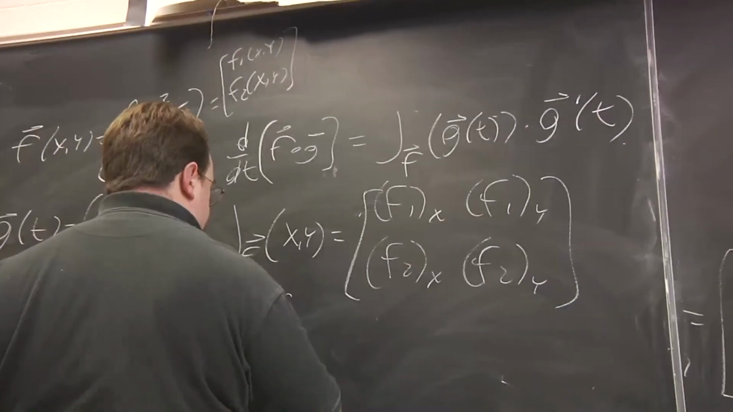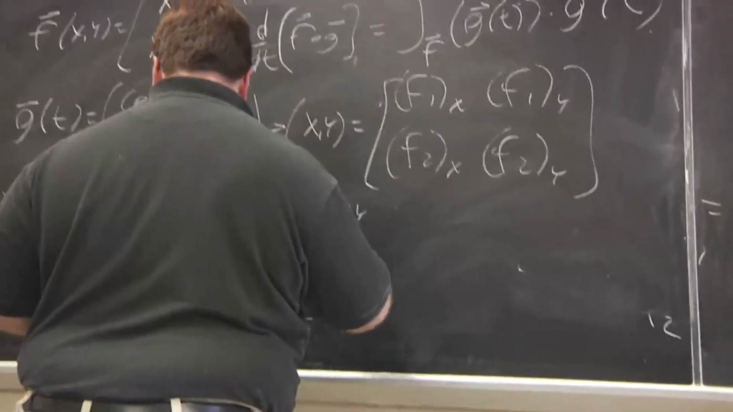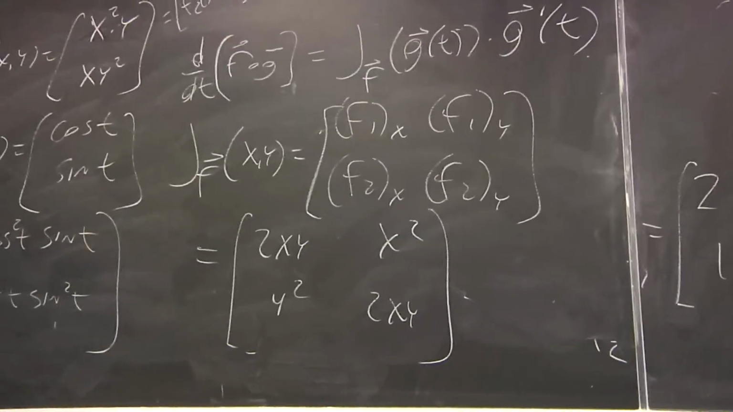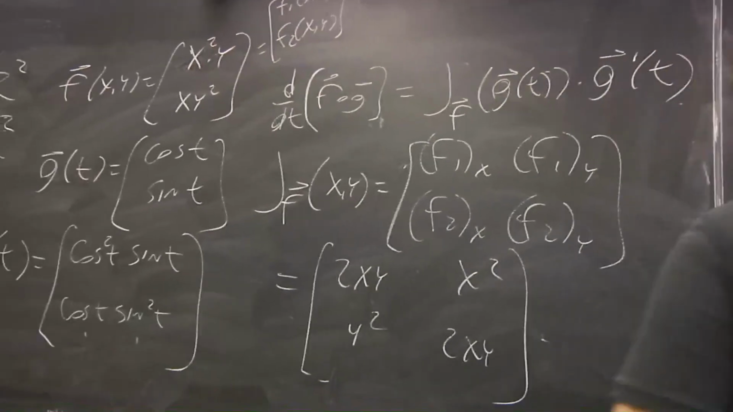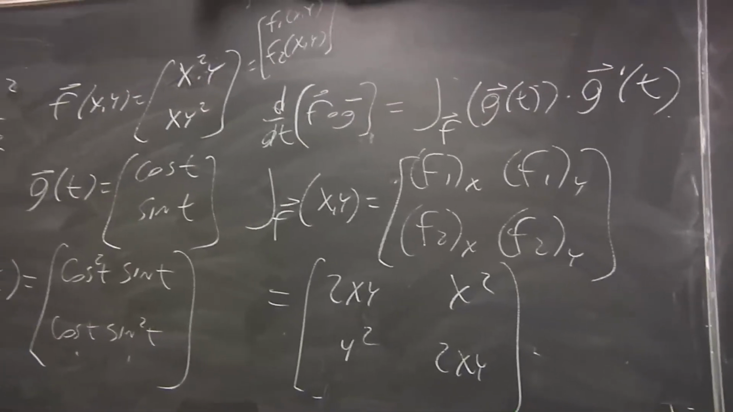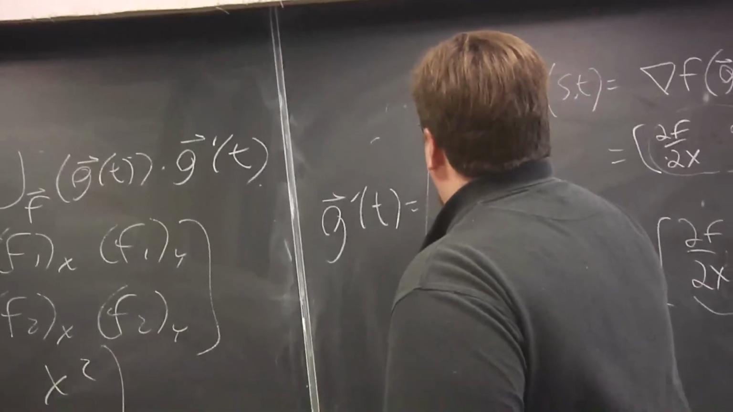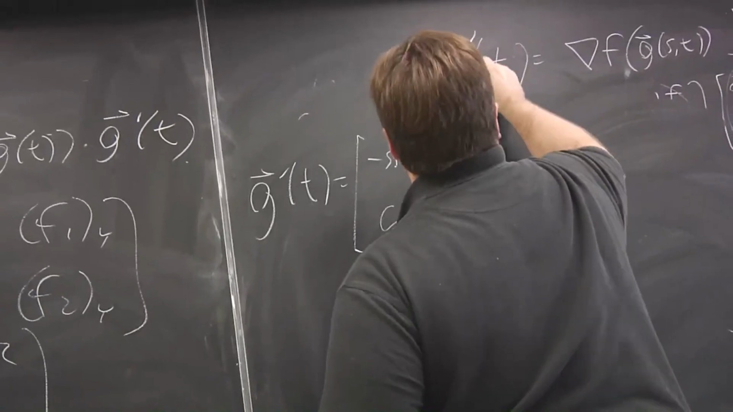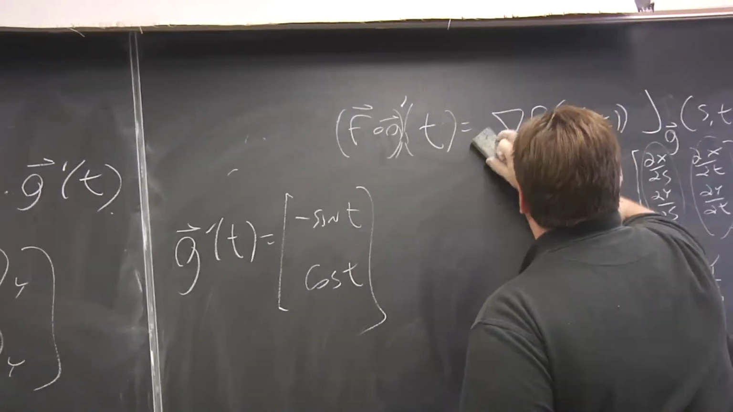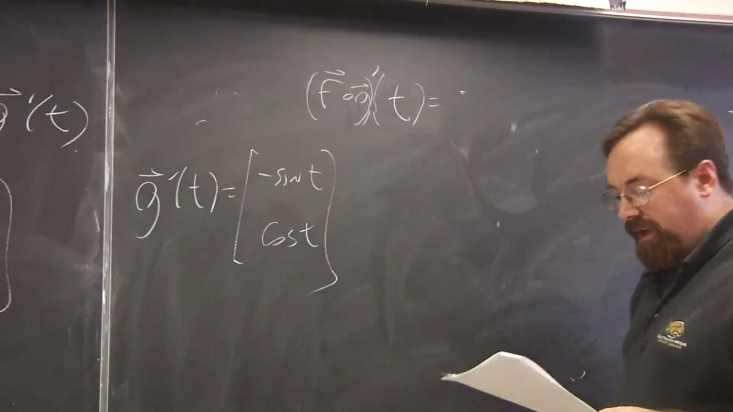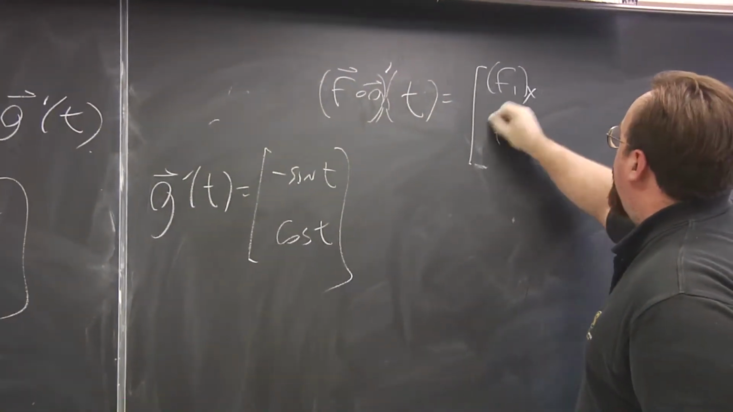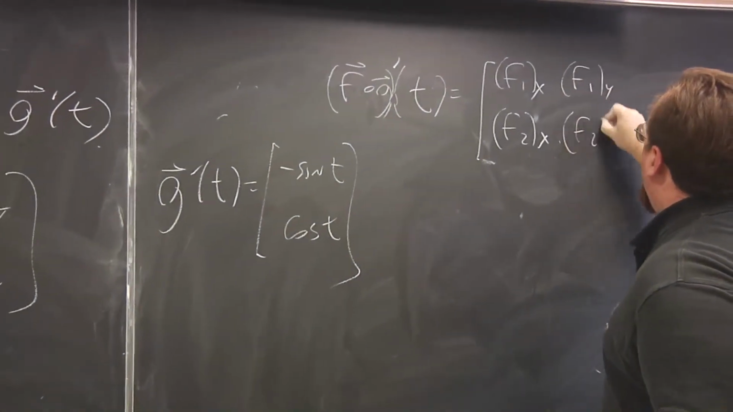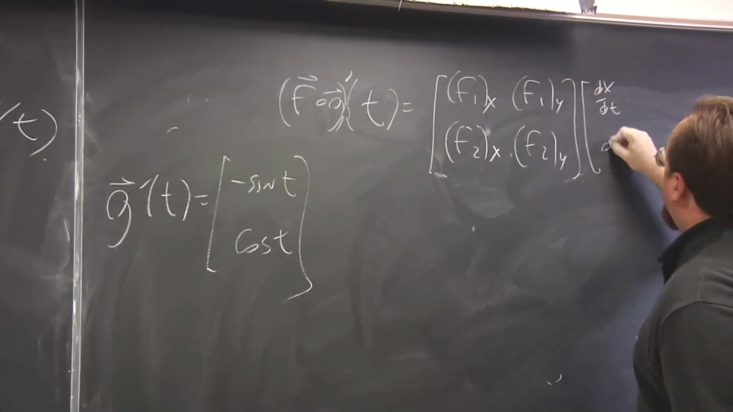So now we can differentiate these functions with respect to x and y. So we'll get something nice and short for a change: 2xy, x squared, y squared, 2xy. And then, of course, the derivative of g is a single variable function, no problem to compute that. g prime of t is just going to be minus sine t, cosine t. So then when we apply the chain rule, the derivative of this now single variable function with respect to t is going to be this matrix of f1x, f1y, f2x, f2y times dx/dt, dy/dt.